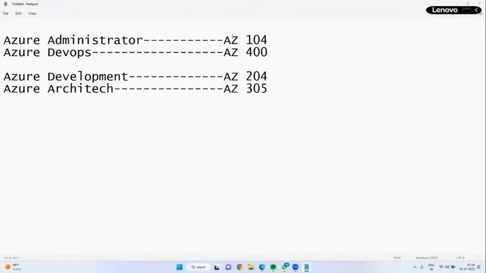Is any coding required, sir? For administration, no coding is required. We have a separate paper for development. For development, you should be proficient in Java or .NET so that you can move into development. Azure administration and DevOps is total configuration and implementation. No coding is required, though some scripting is required, which I will cover.